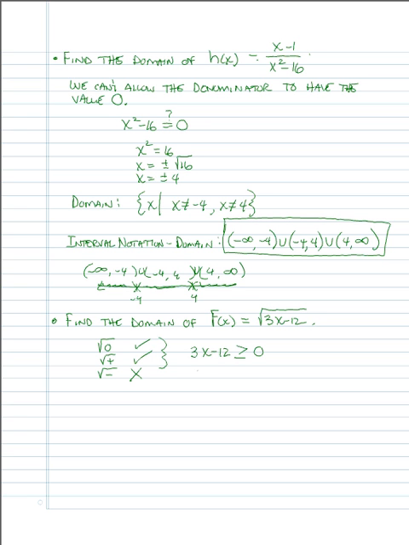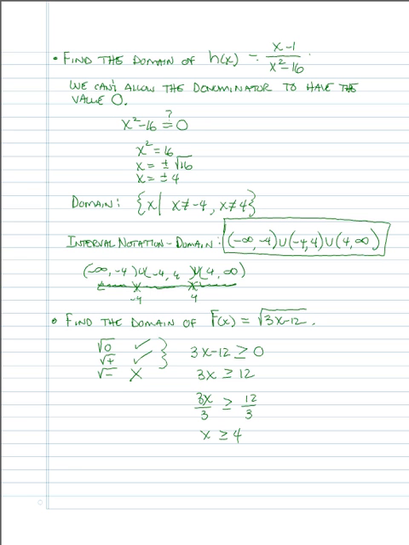Now, remember how we would solve an inequality like this. We'd add 12 to both sides, and then we'd divide both sides by 3. And since we're dividing by a positive number, the direction of the inequality does not change. And so we'd get x is greater than or equal to 4.